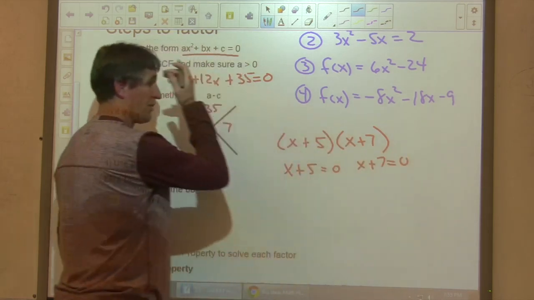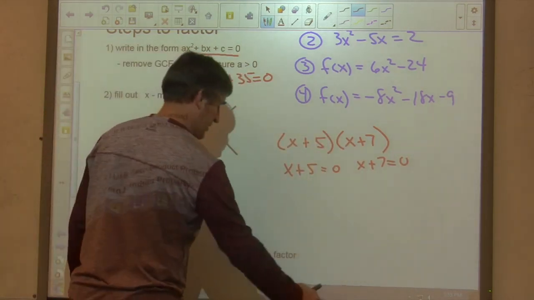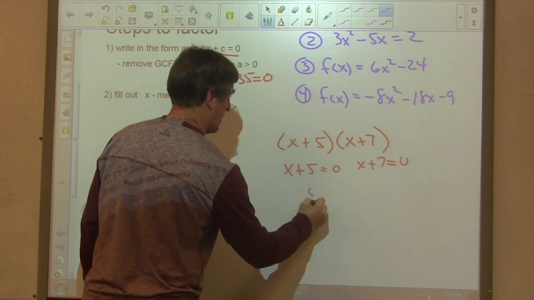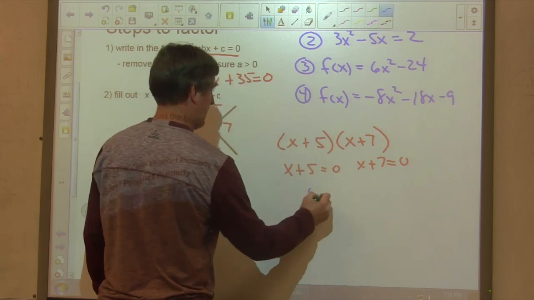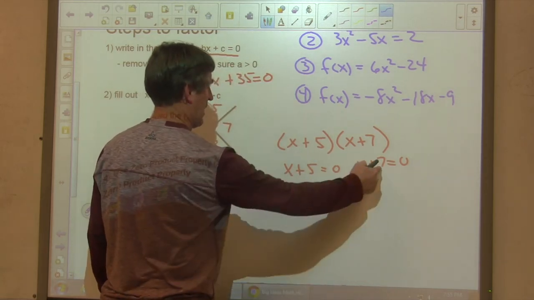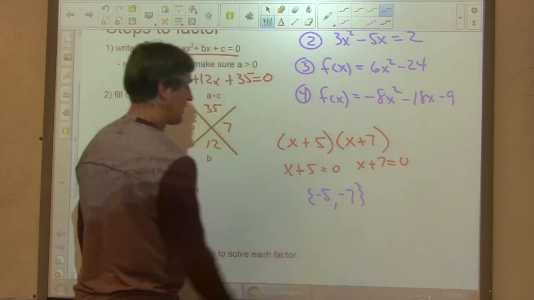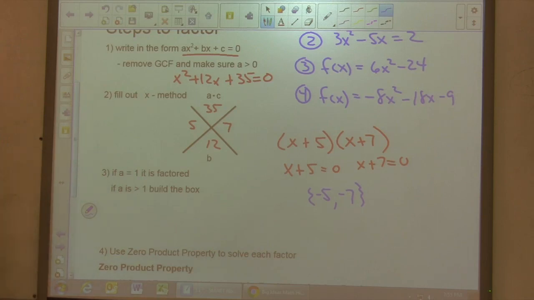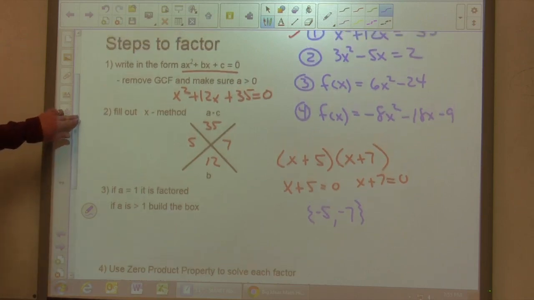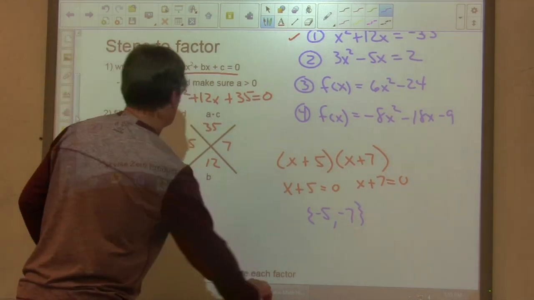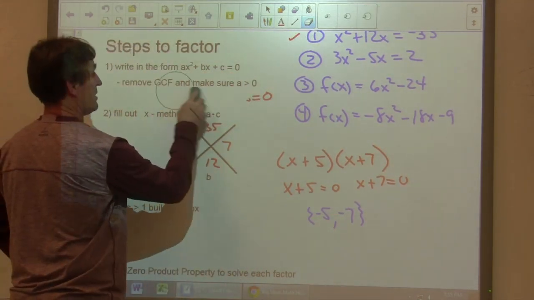And again, whether you solved it algebraically or used a shortcut, the answer would be opposite of 5 is negative 5, divided by 1 is negative 5, and opposite of 7 is negative 7, divided by 1 is negative 7. So my solution set is negative 5, negative 7. So that's the first one. Let's go back and do the second one.